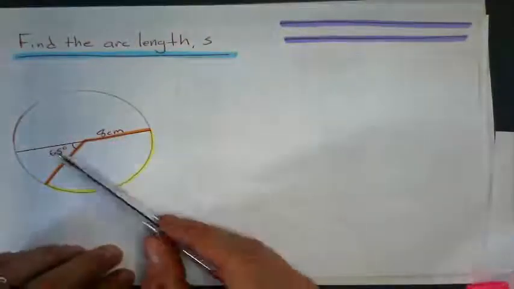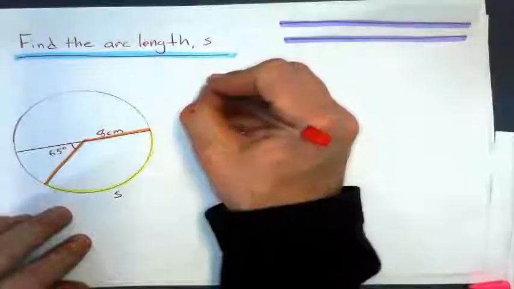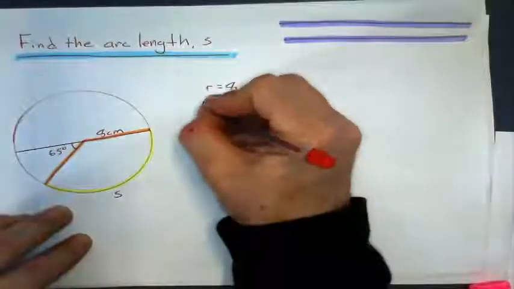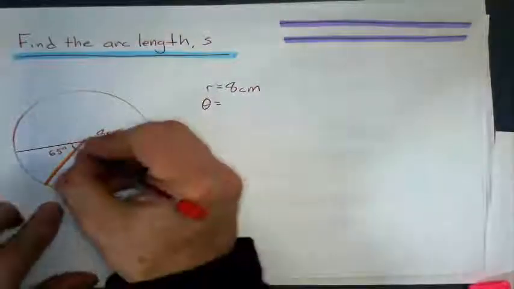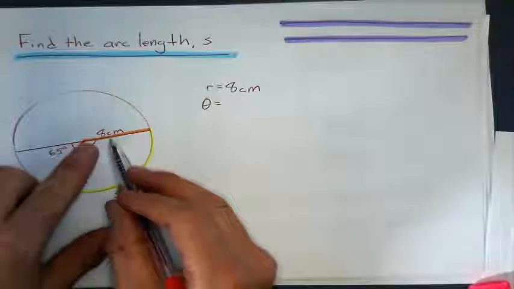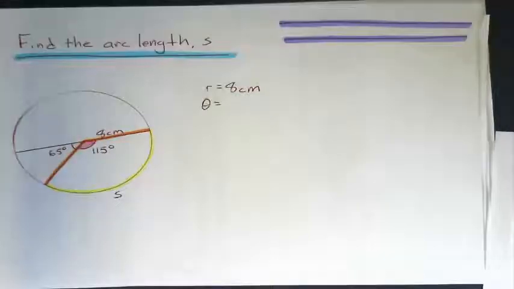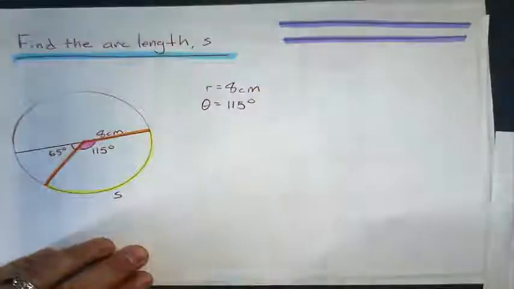Okay, first example here. I want to find the arc length here. I'm given my radius is 8 centimeters, and my central angle is 65. No, it isn't 65. My central angle is between my two radii that intersects my arc length here. So if that's 65, this will be, that's right, 115. Okay, so we've got 115 degrees.